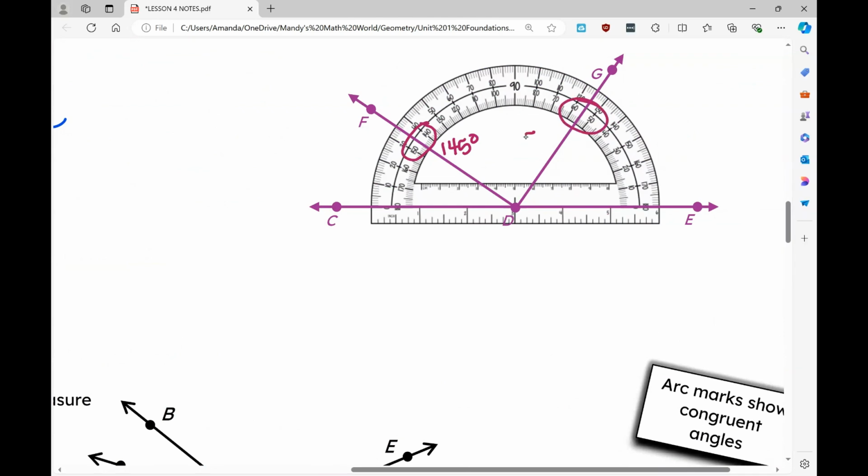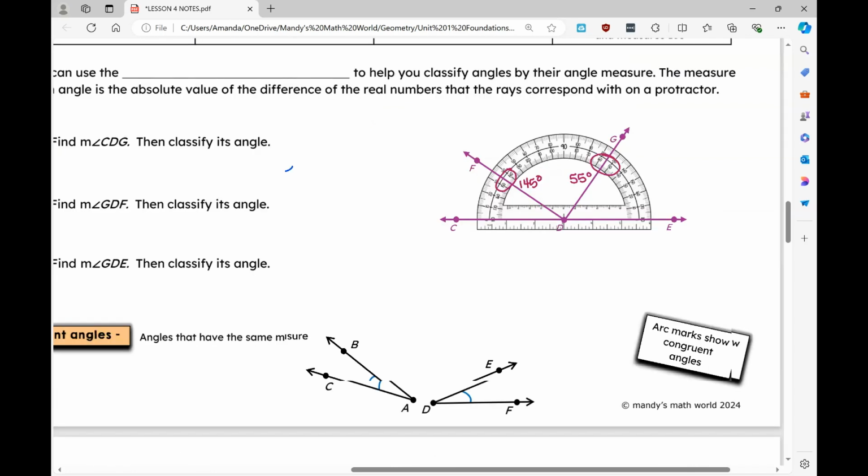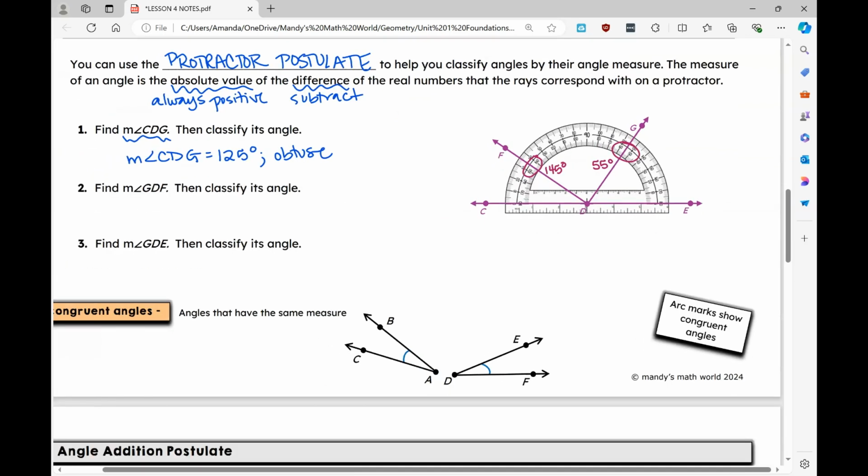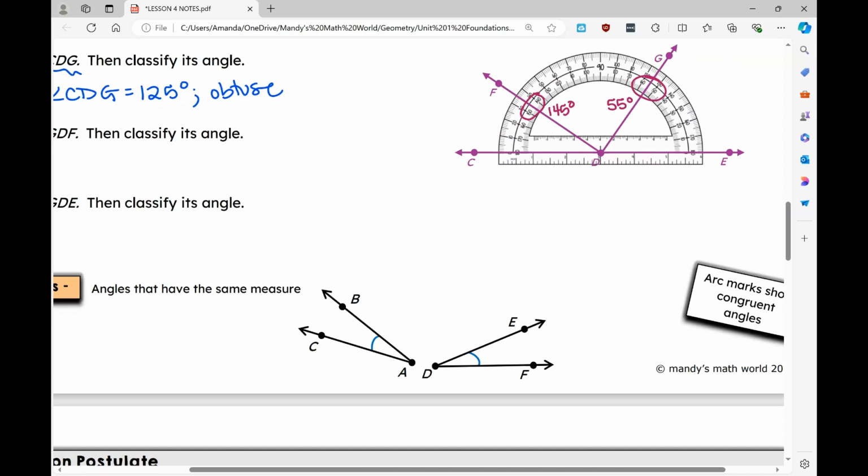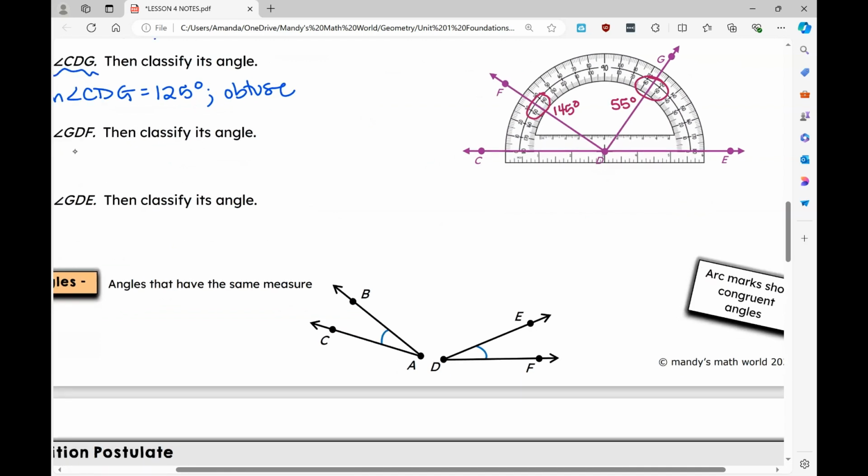It's at 55 degrees. So all that stuff that I read to you at the beginning of this, right? The absolute value of the difference of the real numbers, and so on. What I'm going to do is subtract those values. So the measure of angle GDF is equal to the absolute value of the difference. So the absolute value of 145 minus 55. 145 minus 55 is 90. And the absolute value of 90 is 90. So the measure of angle GDF equals 90 degrees. And because it's 90 degrees, that makes it a right angle.